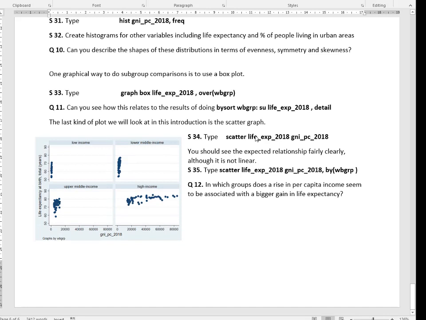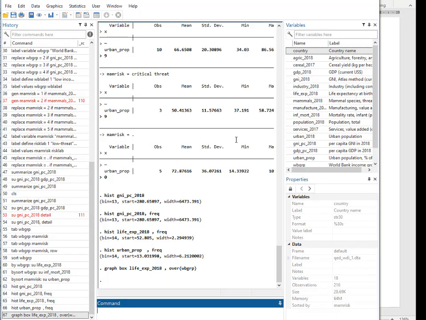Okay, finally, last kind of plot we'll do is a scatter graph, which is a really great way of looking at connections between two numeric variables. So life expectancy and GNI per capita are two numeric variables that might well be related. So we can just start to explore whether or not there might be some relationship by typing that into Stata.